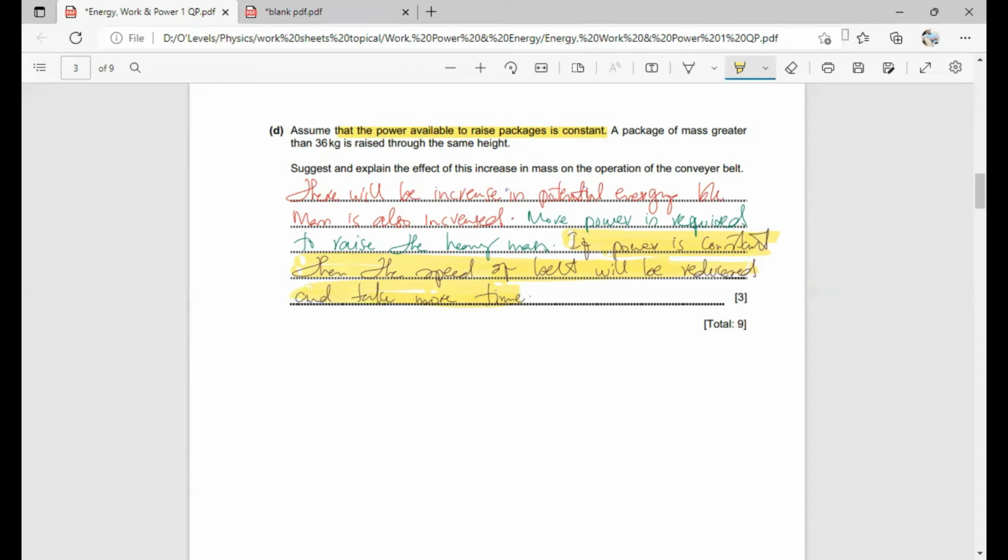Or if you want to write another point, you may write: more work done is used to uplift the heavy mass. You may add this point as well.